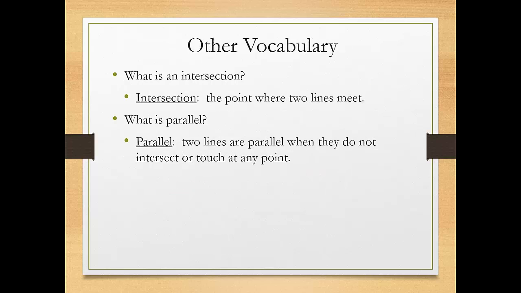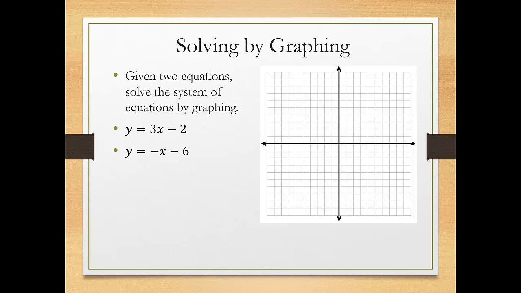Now, other vocabulary you will need to know. What is an intersection? It is the point where two lines meet. And what is parallel? Two lines are parallel when they do not intersect or touch at any point. Solving by graphing. So, pretty much, let's jump right into our examples. Given two equations, solve the system of equations by graphing these two lines.